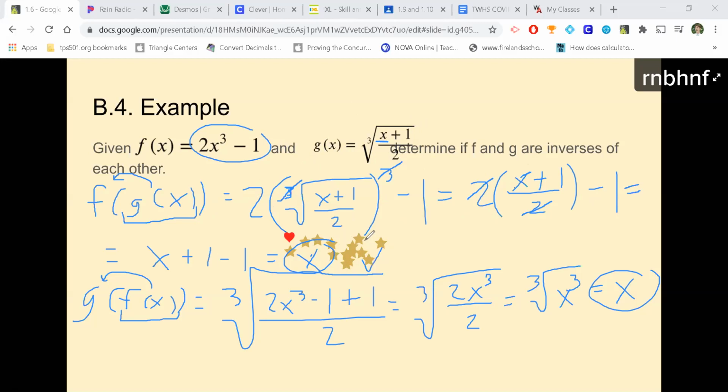then that's a problem. Because remember, G, if it's an inverse, should undo everything that F did. And F, if it's an inverse, should undo everything that G did. So if there's something left over besides just x, then that means that they are not inverses.